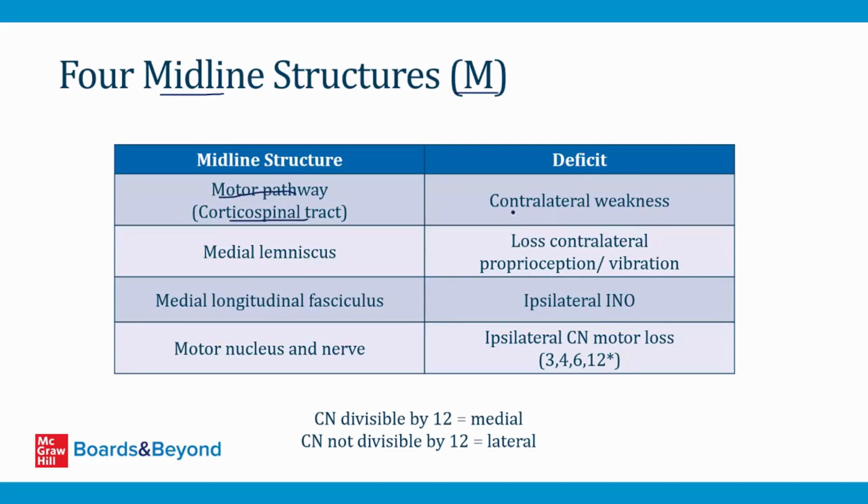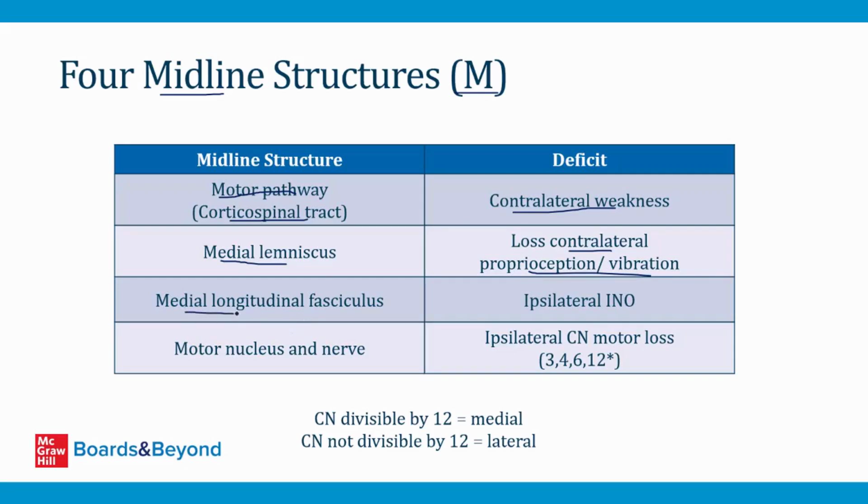So damage here leads to contralateral weakness, and according to the rule of fours, that localizes a lesion to the medial section of the brainstem. The medial lemniscus is another midline structure that begins with M. Damage here leads to loss of contralateral proprioception or vibration. This also localizes a lesion according to the rule of fours to the midline.